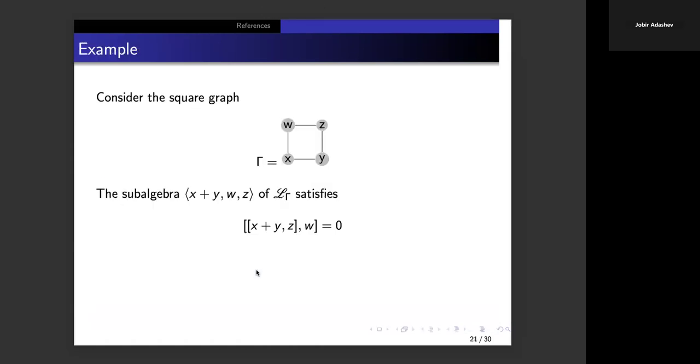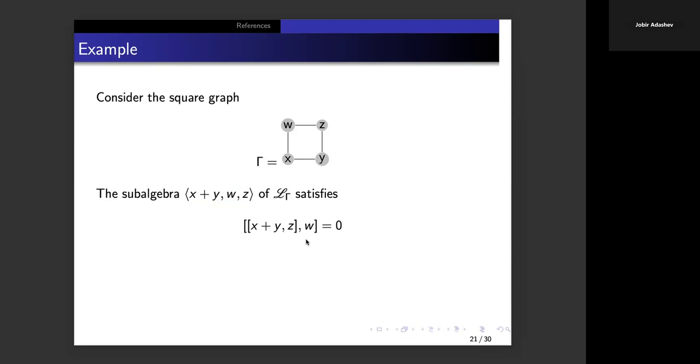Okay, I want to give you now another example of a right-angled Artin Lie algebra in order to see a phenomenon, and then we will discuss how this phenomenon can be extended and treated by using HNN-extensions. This example is a bit different from the previous ones. It is a square graph. And in the right-angled Artin Lie algebra associated to the square, you can consider the subalgebra generated by these three elements. So we have x plus y, w, and z.